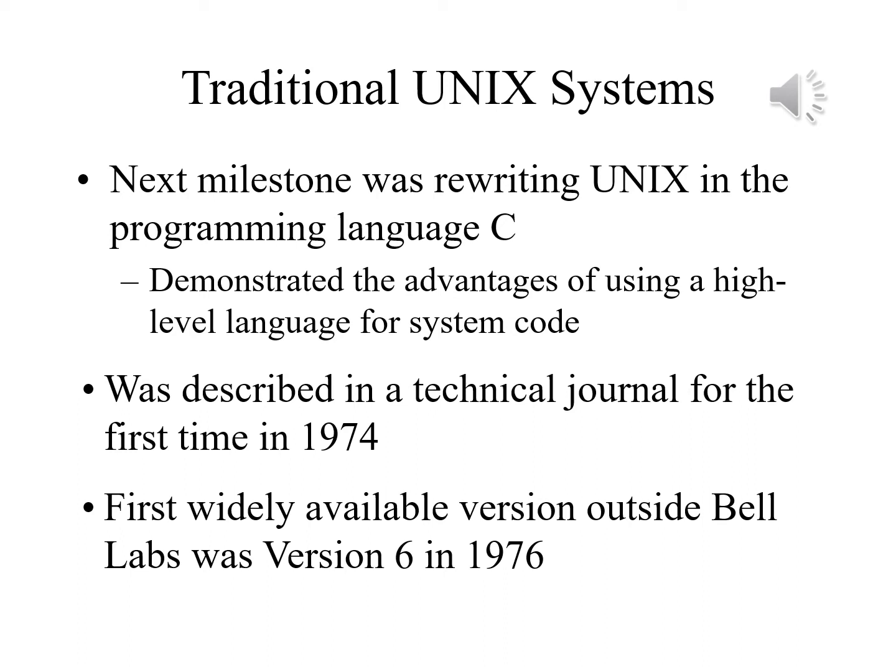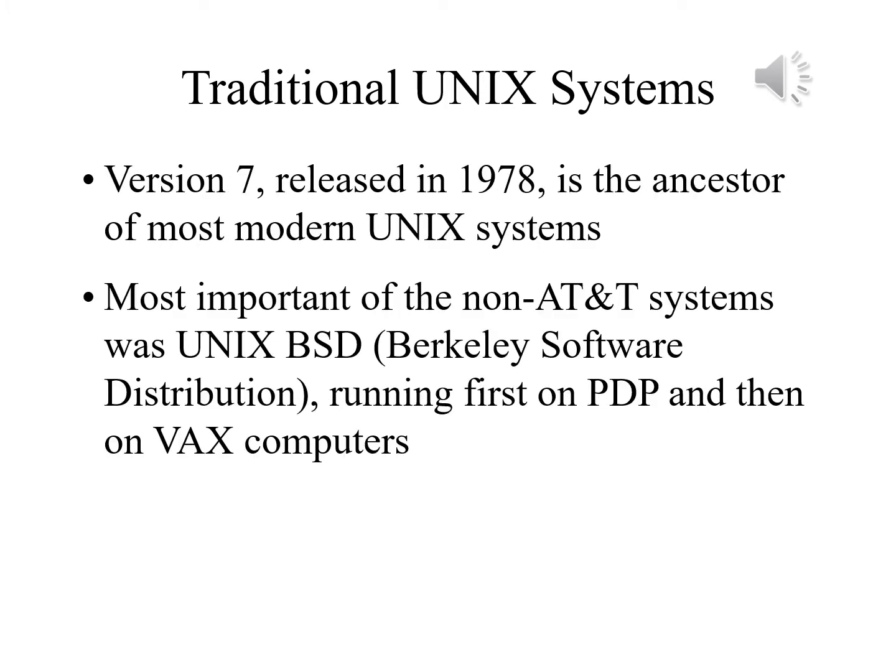These early versions of UNIX were popular within Bell Labs. In 1974, the UNIX system was described in a technical journal for the first time. This spurred great interest in the system. Licenses for UNIX were provided to commercial institutions as well as universities. The first widely available version outside Bell Laboratories was version 6 in 1976. The follow-on version 7, released in 1978, is the ancestor of most modern UNIX systems.